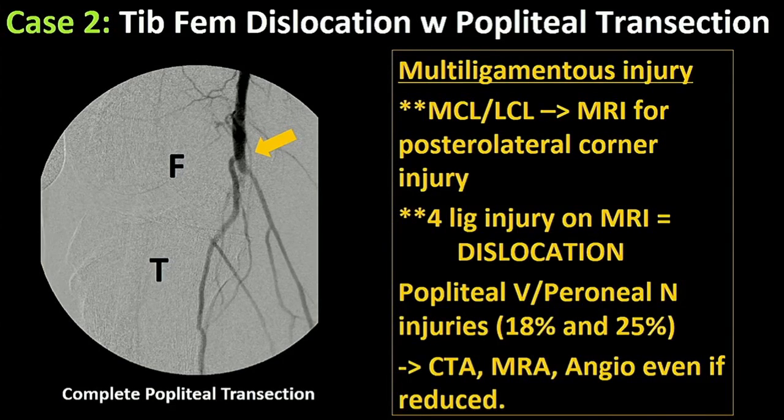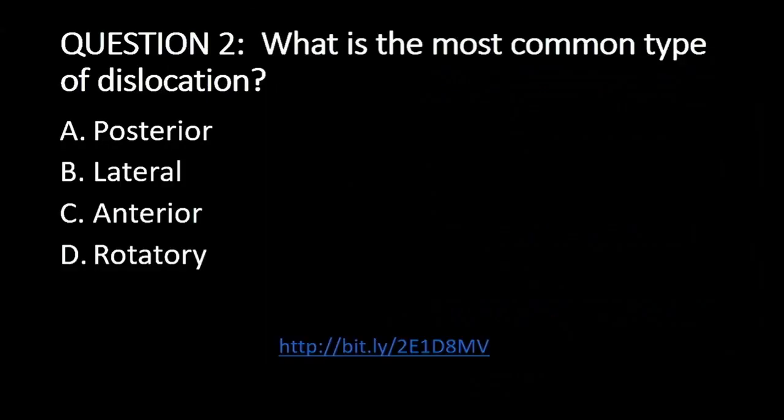What we are worried about, though, mostly in dislocation, is injury to the popliteal vessels and to the peroneal nerves. It happened in just under a quarter of patients. So even if that patient is reduced, they need to have some further imaging. And we can see this complete popliteal transection in this angio study on that patient that we had just seen.